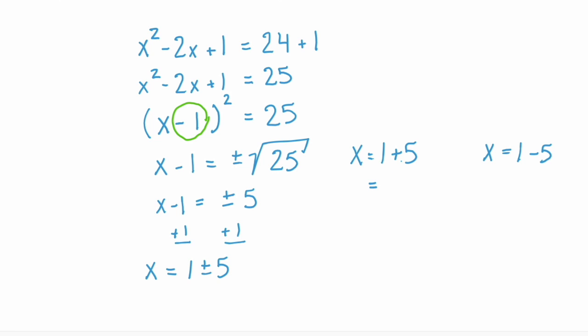Finishing the 1 plus 5 for the first solution, we get x equals 6. And for the second, 1 minus 5, we get x equals negative 4. So our possible answers are x equals 6 or negative 4.